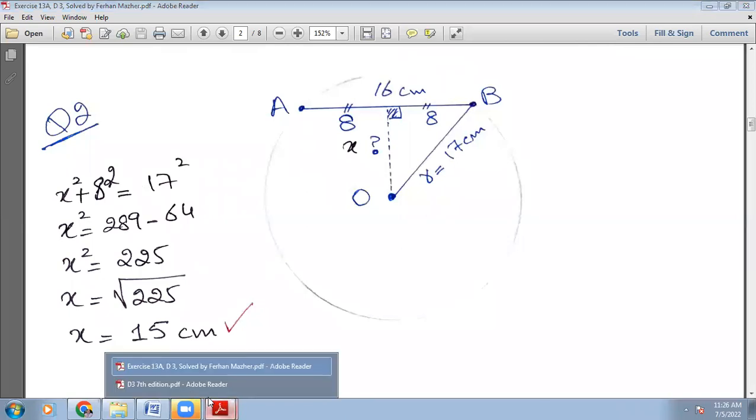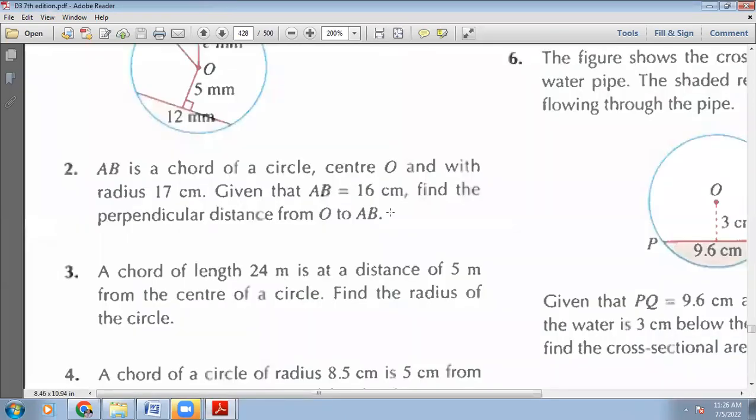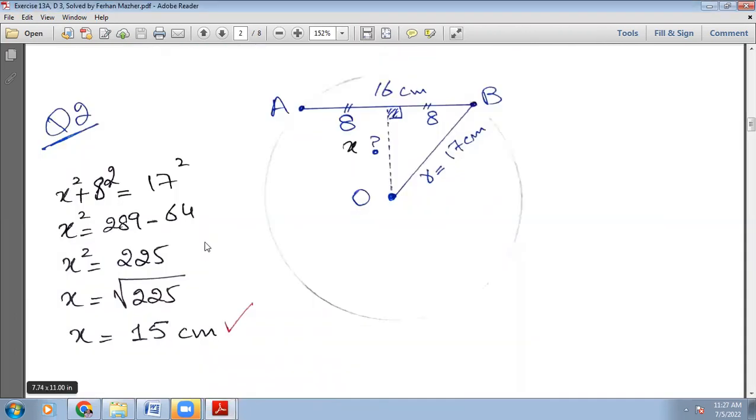So look at what the question was. They say, find the perpendicular distance from O to AB. So that was the question. So I will apply the Pythagoras theorem here. This is the hypotenuse. So the perpendicular square plus the base square is equal to the hypotenuse square. So x square plus 8 square equals 17 square.